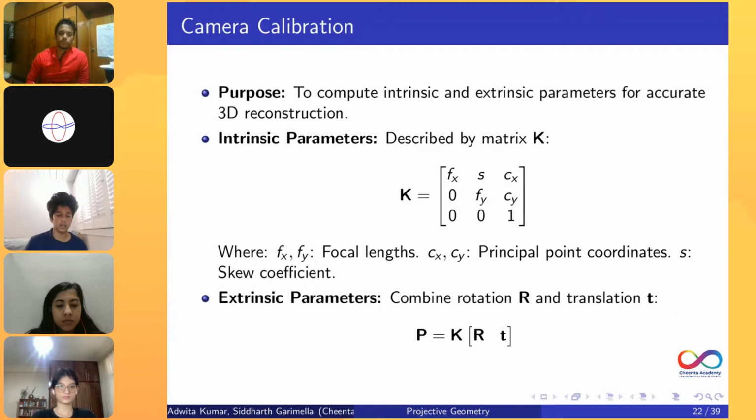Okay, so camera calibration. The purpose of this was to compute intrinsic and extrinsic parameters for accurate 3D reconstruction. The intrinsic parameters are described by the matrix K, which is shown down here, where fx and fy are the focal lengths, cx and cy are the principal point coordinates, and s is the skew coefficient. The extrinsic parameters combine rotation R and translation t, as shown below.